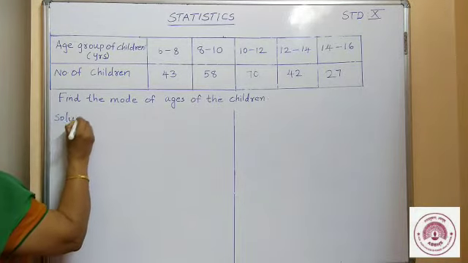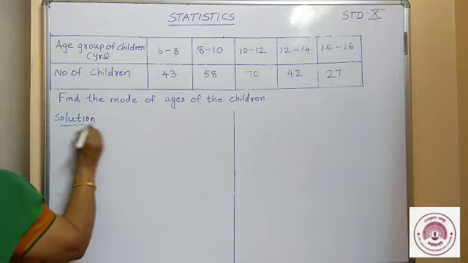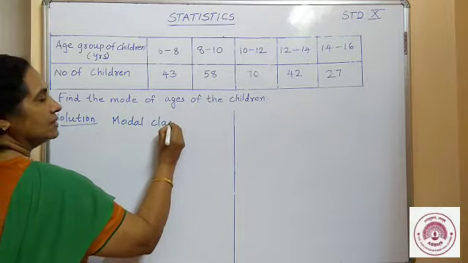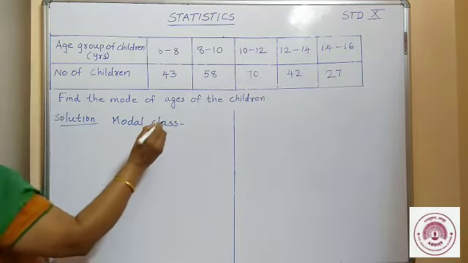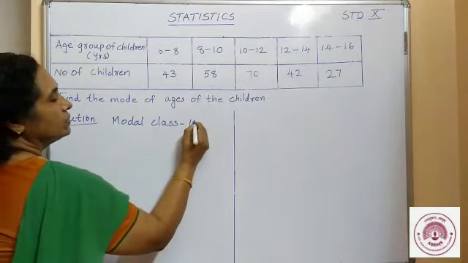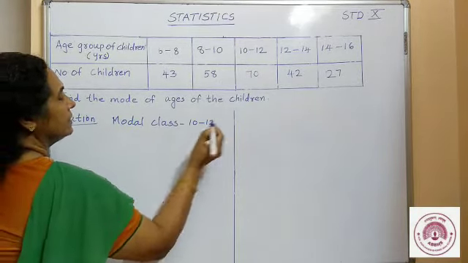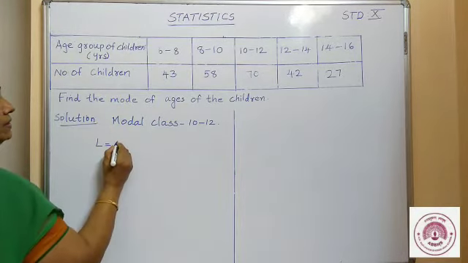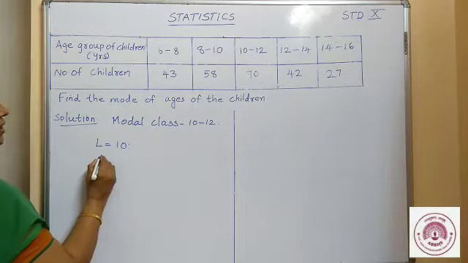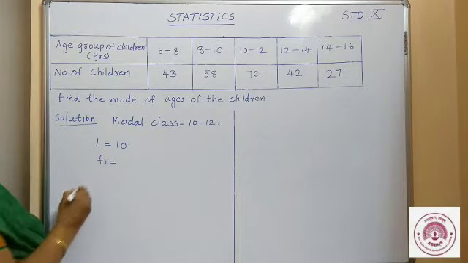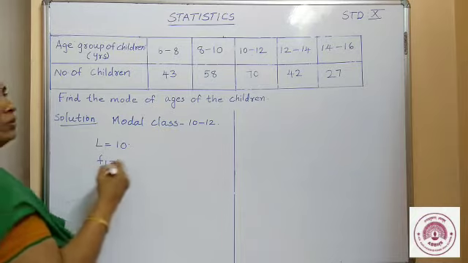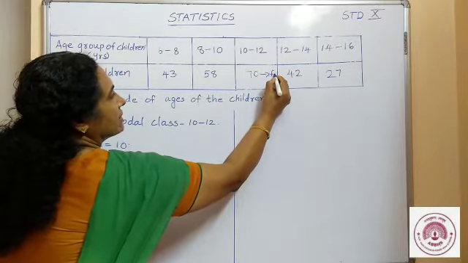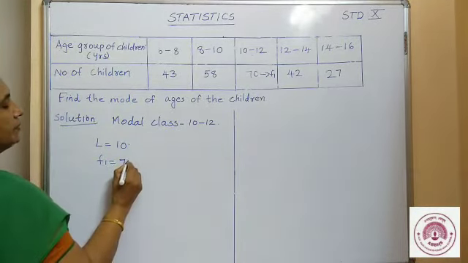Solution. Modal class means it is the class having the maximum frequency. So, this is 10 to 12. L is equal to lower limit of the modal class, that is 10. L is equal to 10. F1 means it is the frequency of the modal class. So, this is the modal class. Frequency of modal class is 70, that is F1 is 70.